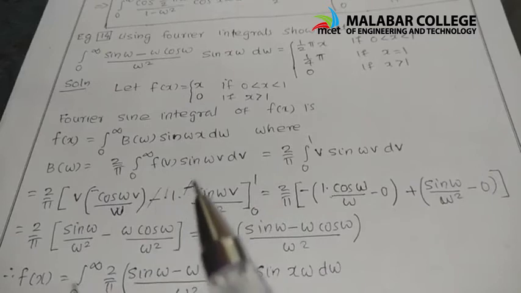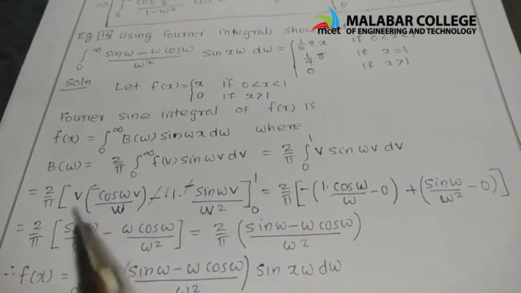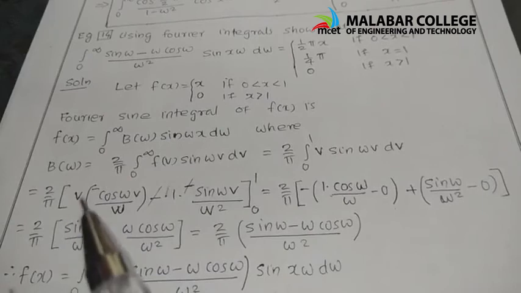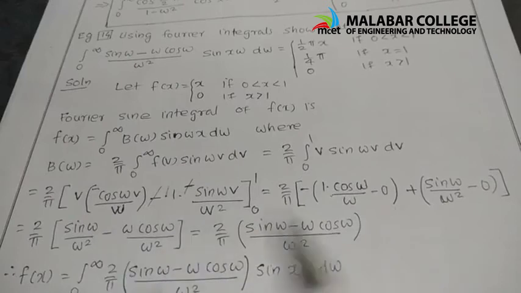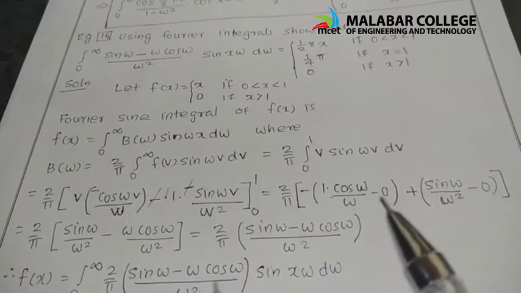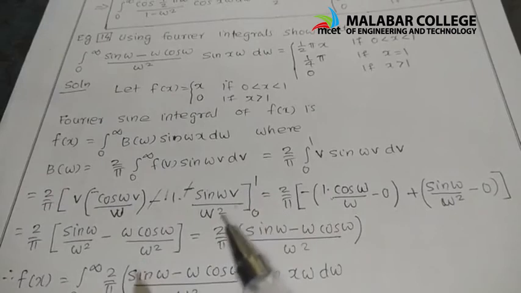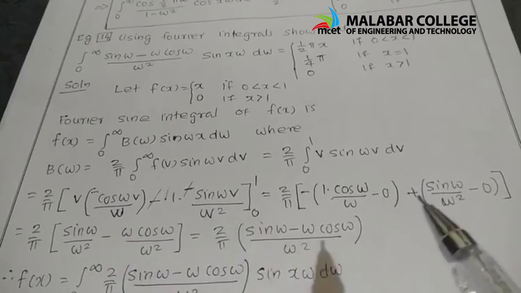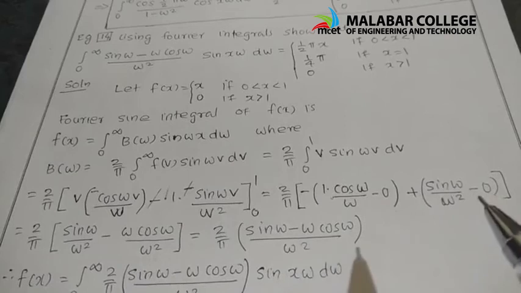This minus of minus I have made positive, 2 by pi into. Next we have to apply the upper limit here. This minus is taken out. 1 into, in place of v I write 1, cos omega by omega, minus 0, because substituting 0 gives 0. Similarly applying 1 in the second term, sin omega by omega square, minus 0, since sin 0 is 0. So this 0 I have to write here.